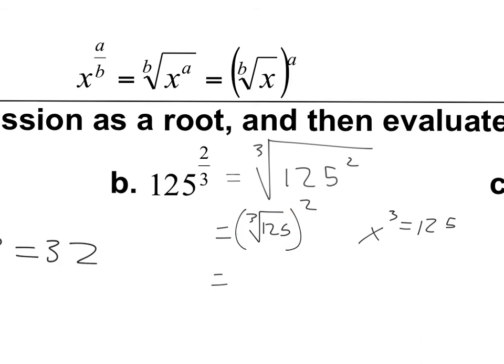So I can write 5, and then I still have a squared. And 5 squared then is 25. And so that's how we would evaluate that one.